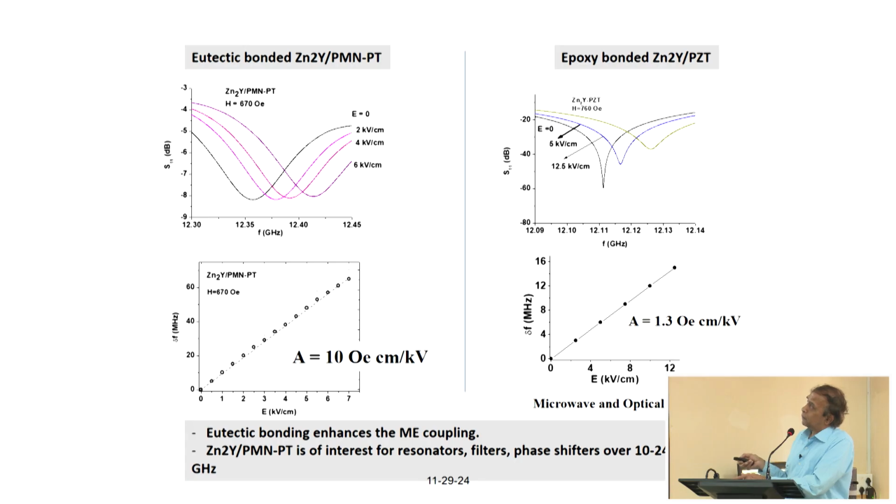So, this is eutectic bonding, zinc Y, PMN-PT. It shows the tuning of the ferromagnetic resonance under an electric field from 0 to 8 kilovolts per centimeter, and the converse magnetoelectric coefficient for this system is 10 times higher than what we saw for YIG. It is close to 10 Oersted centimeter per kilovolt.